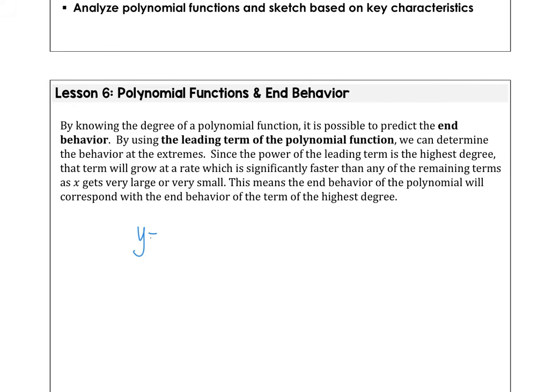If we have y equals x to the second, we know that's a parabola going up. If that parabola was y equals x to the second minus 18x plus 95, this term is going to grow faster than the other two terms in that expression. That means the end behavior of the polynomial will correspond to the end behavior of that leading coefficient. In this case, the parabola has unbounded behavior on both sides up.